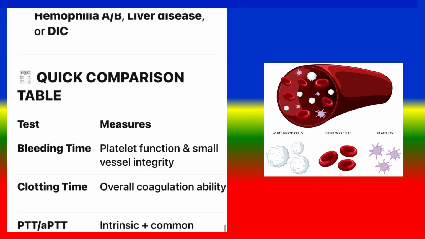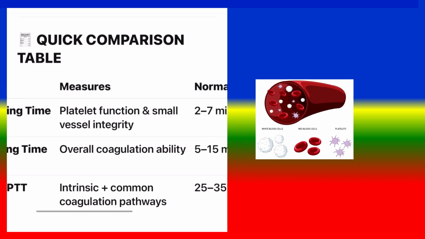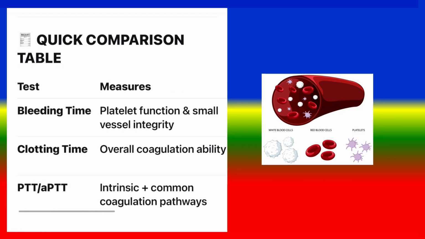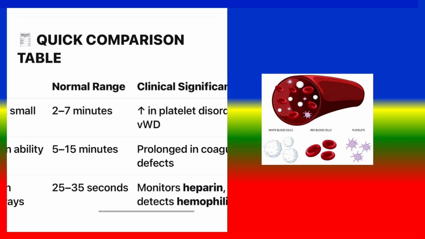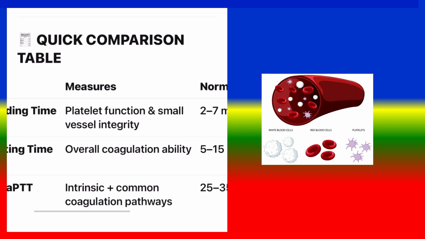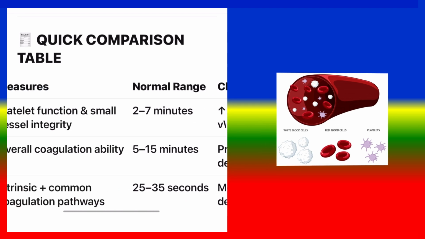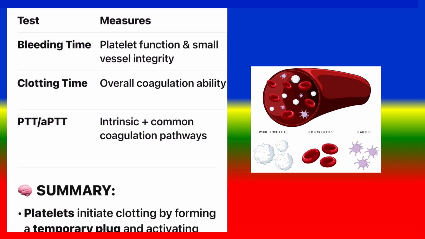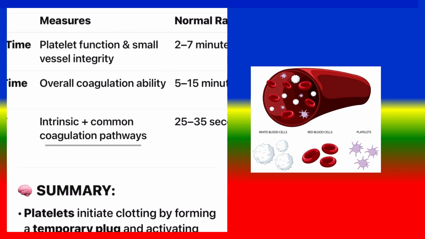Quick comparison table: test, normal range, clinical significance. Bleeding time: platelet function and small vessel integrity, 2 to 7 minutes, prolonged in platelet disorders or VWD. Clotting time: overall coagulation ability, 5 to 15 minutes, prolonged in coagulation defects. PTT, APTT: intrinsic plus common coagulation pathways, 25 to 35 seconds. Monitors heparin, detects hemophilia, DIC.